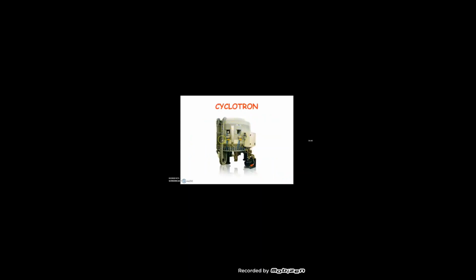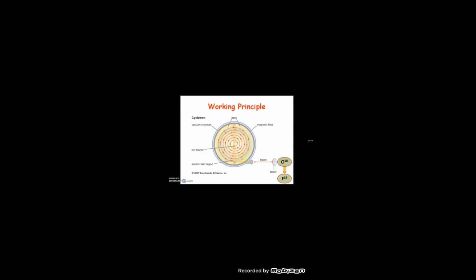This is the device which we call a cyclotron. A cyclotron is used to produce the positron. So positron is generated with the help of this device called a cyclotron. We call this a medical cyclotron. What is the working principle behind this? It is slightly complicated, but listen carefully. I will put it in simple language so that you can understand how a cyclotron works.